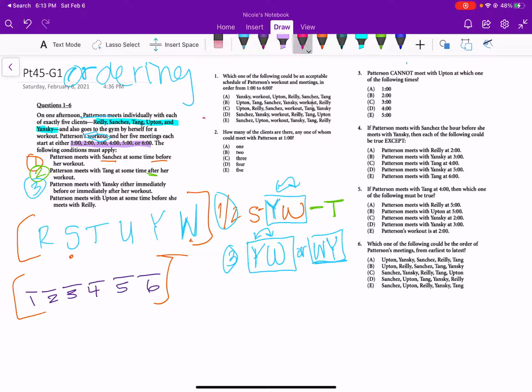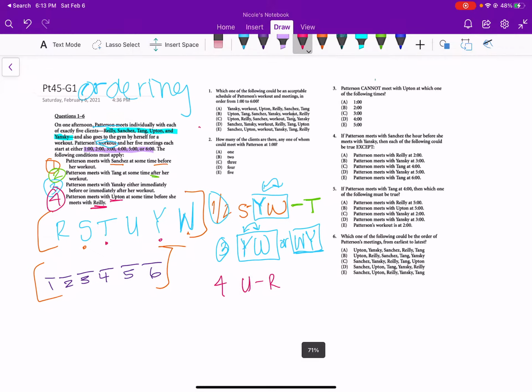All right, so then rule number 4 is Patterson meets with U at some time before she meets with R. So that's pretty simple. It's just U and then R.